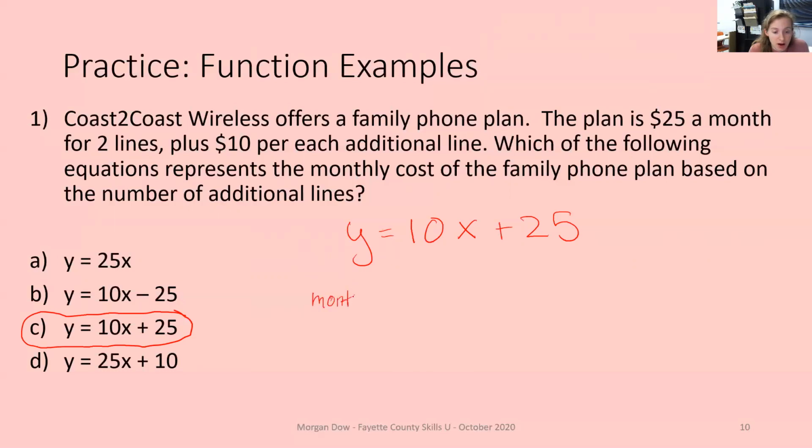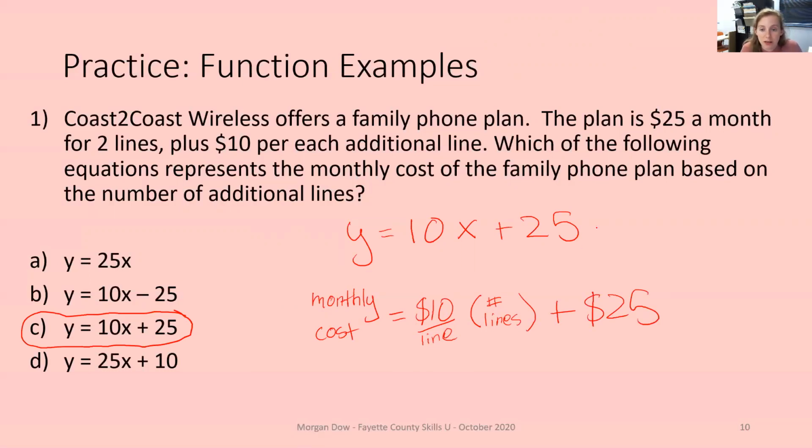So our monthly cost is equal to 10. So $10 per each additional line. So $10 per each line times the number of additional lines plus $25. And this matches the information we're given in the problem, right?